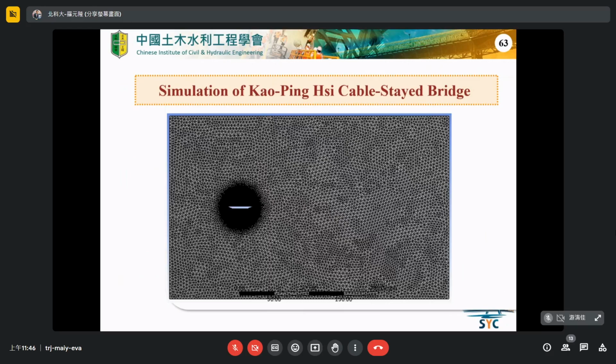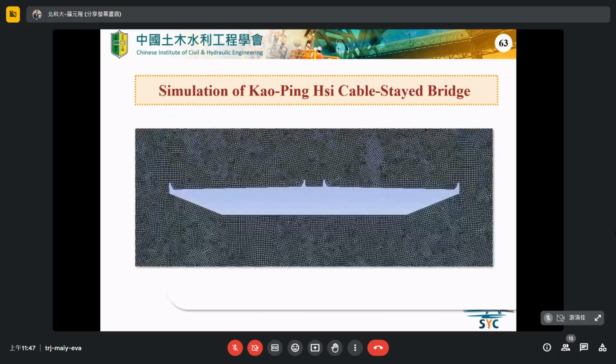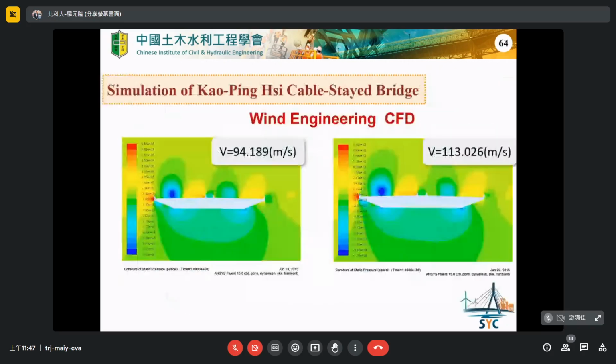So now we use the numerical wind tunnel. As you can see, this is the deck of the Gaobingxi bridge. We make the mesh density high close to the deck, and in the other part, the density is loose. Okay, this is our mesh.